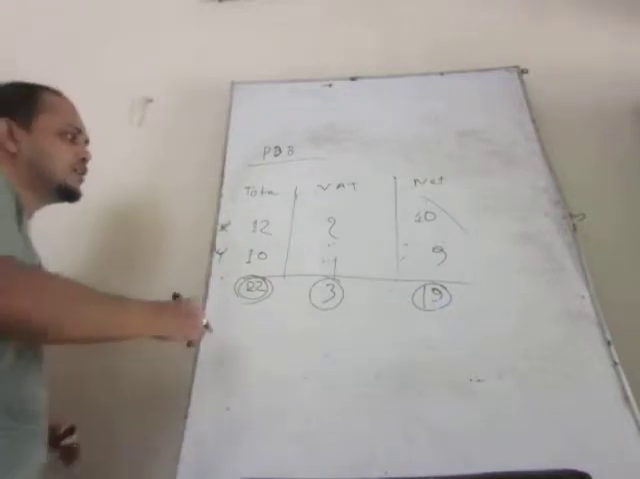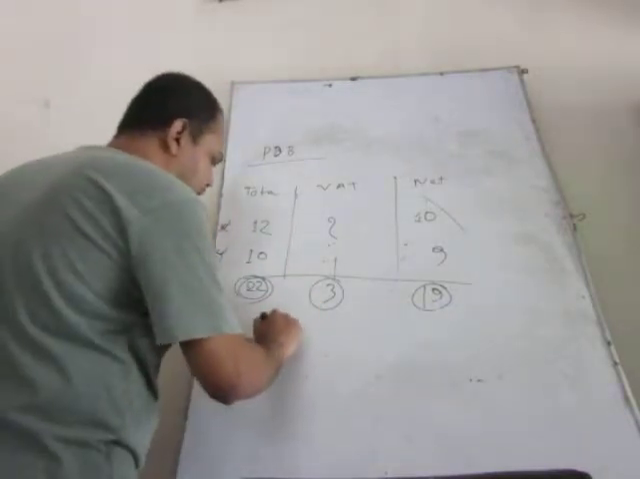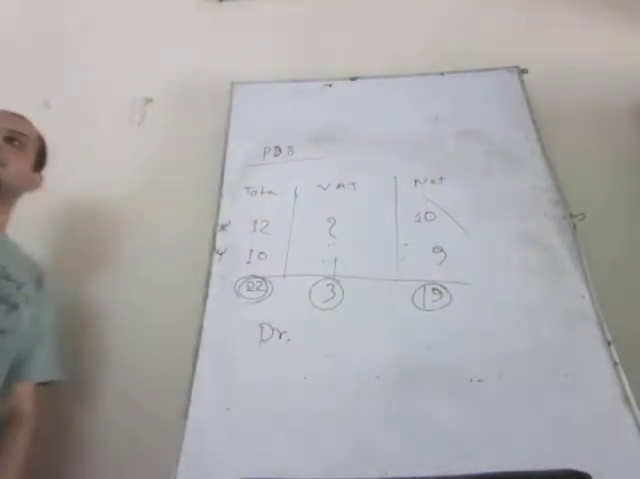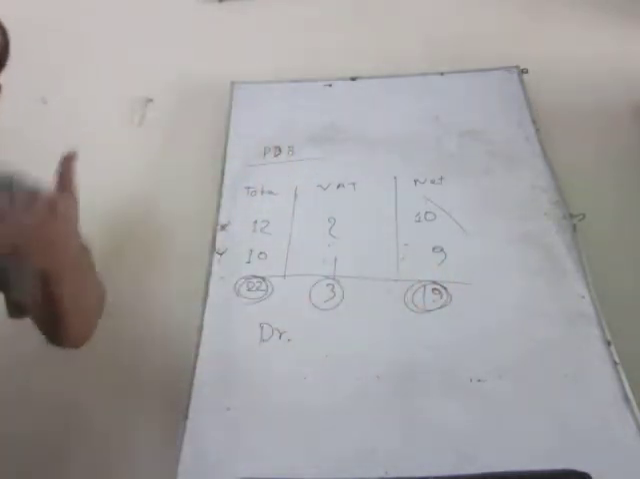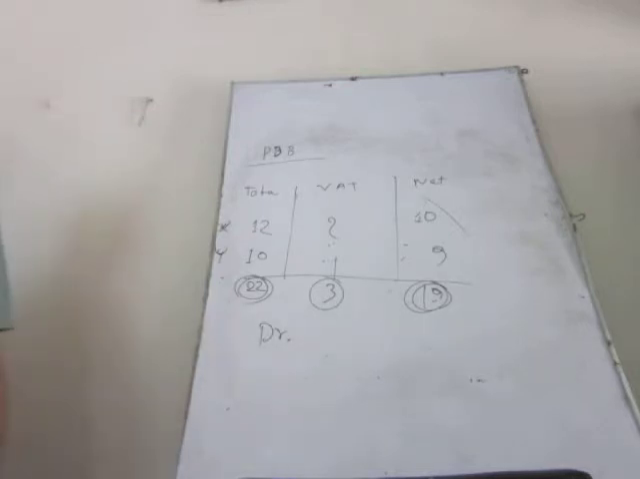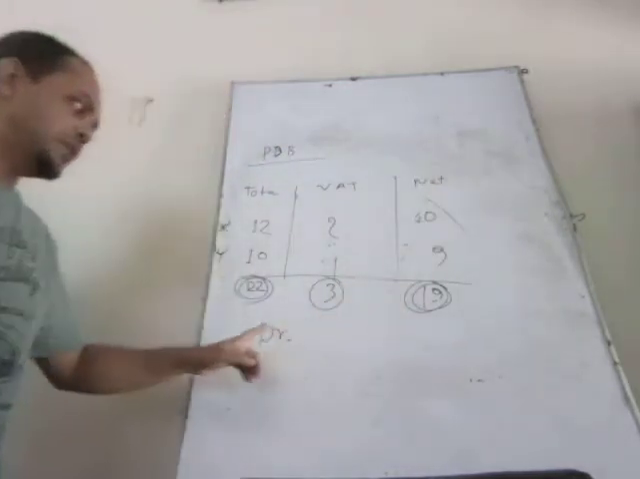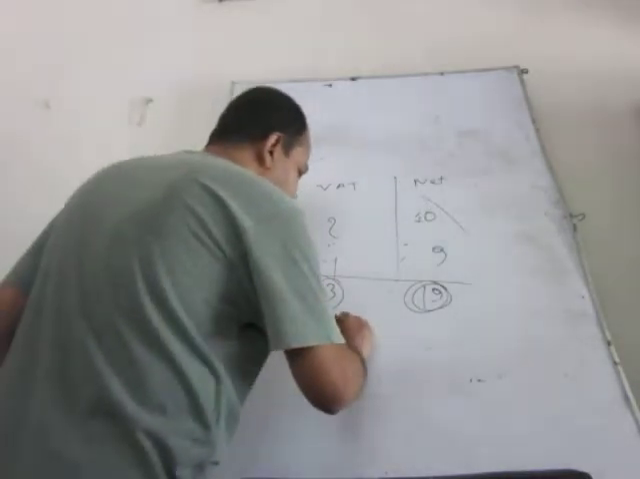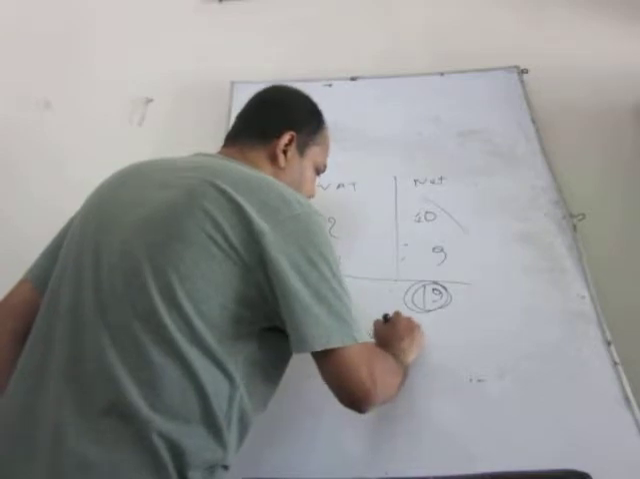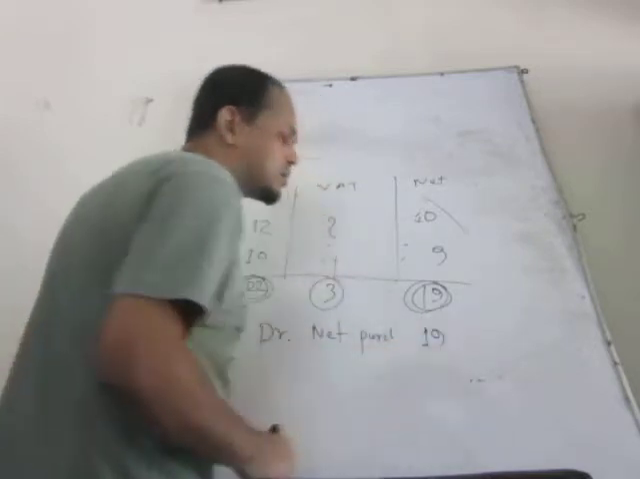Now the fact is, if you want to represent this, debit. First of all, this much total stock increases because of this credit purchase. It's a kind of current asset. If you want to represent the asset, it should be debit balance. That means this is called net purchase. Net purchase is $19.